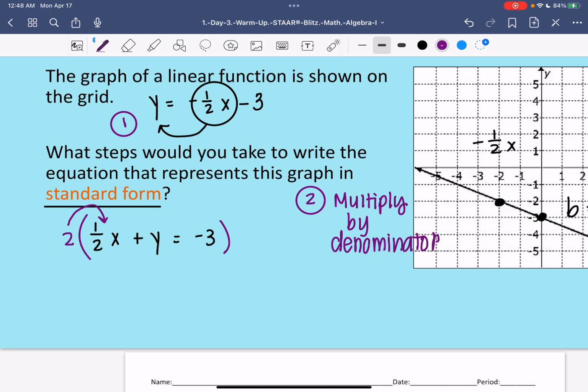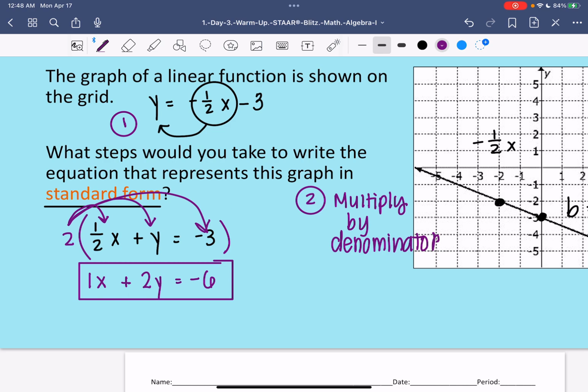Remember, we multiply everything. So 2 times 1/2 is just 1. 2 times y is 2y. 2 times -3 is -6. Here is your answer.